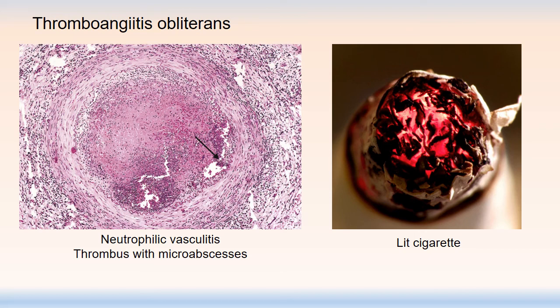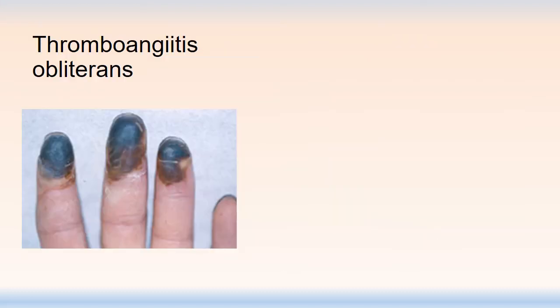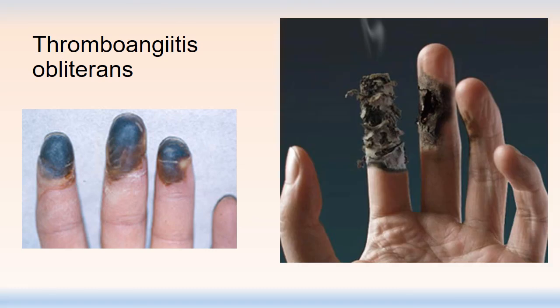And just some fun visuals showing you this combination of fibrin and inflammatory cells creating this inflammatory thrombus. This is characteristic of thromboangiitis obliterans, and you might think that there's similarity with this lit cigarette. And if you like comparative visuals, here is a picture of someone who has thromboangiitis obliterans with necrosis of their distal fingers. And I found this picture to sort of help underscore the contribution of smoking.